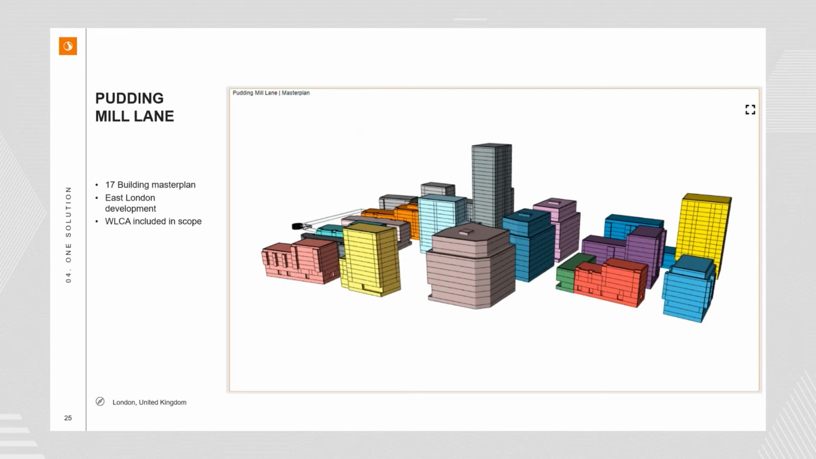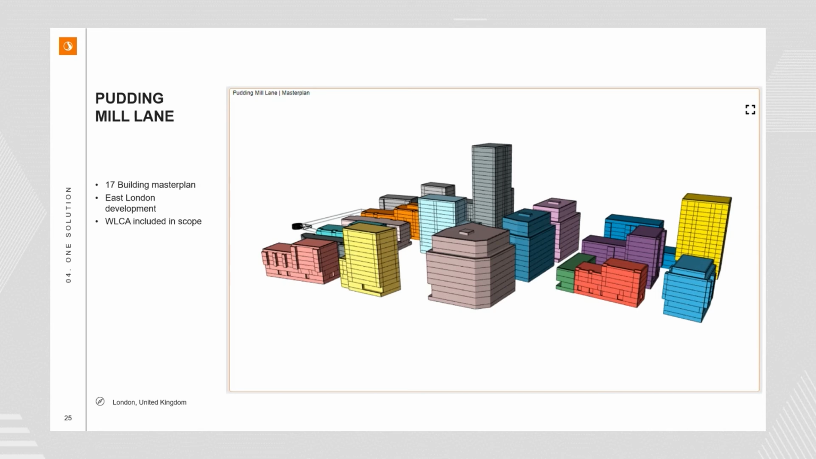Pudding Mill Lane is a 17-building project beside the River Thames, and it's the reason this process exists. Stantec was appointed to provide engineering services, including a whole life cycle carbon assessment, across a range of disciplines at the master planning stage. Additionally, the clients had put together a sustainability statement that explicitly stated a 15% target for the reduction of embodied energy.